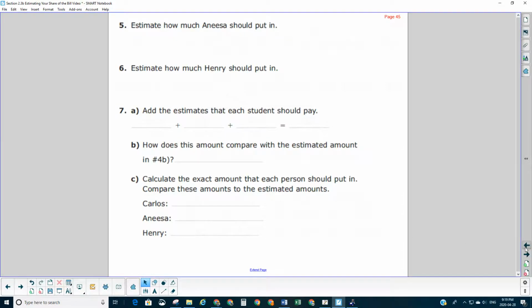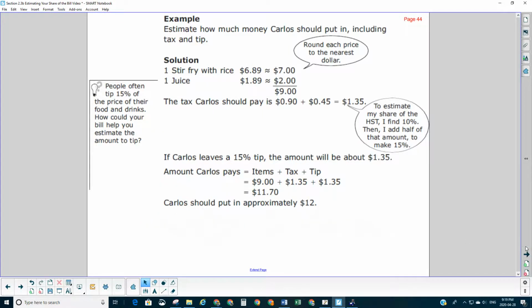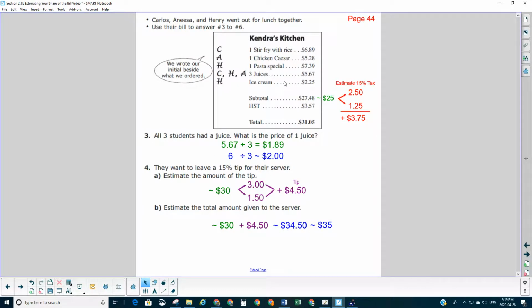So we're going to go back and see what Anissa had. So Anissa had the chicken Caesar salad, which is $5.28. I think I'm going to round that to about $5. And a juice, which we said was about $2.